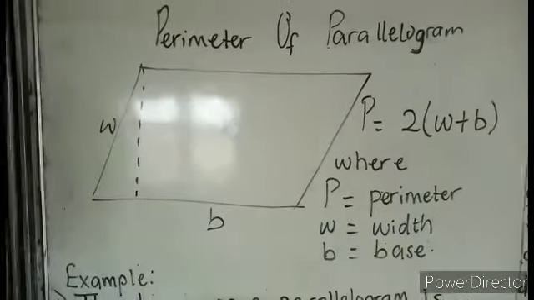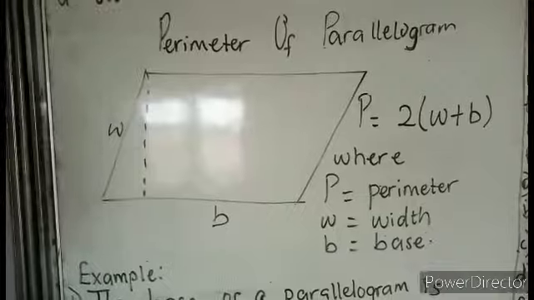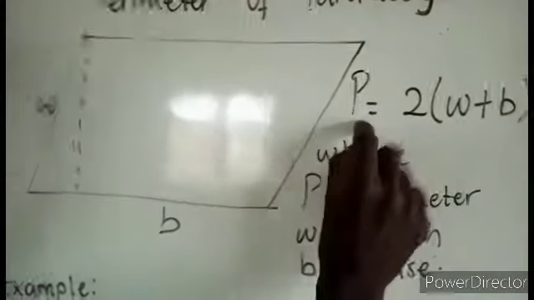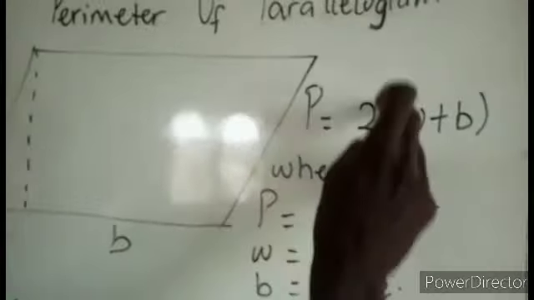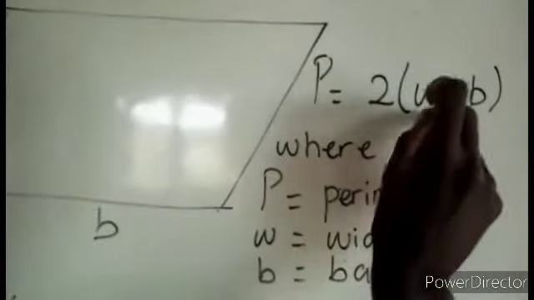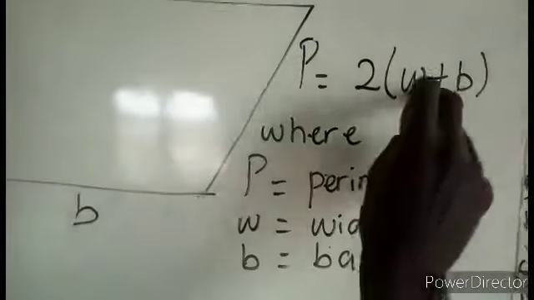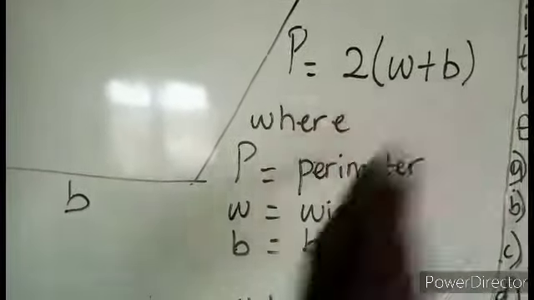So how do we calculate the perimeter of a parallelogram? The formula for that is given as P, which stands for perimeter, equals 2 in brackets, W, which stands for width, plus the base, which is B.